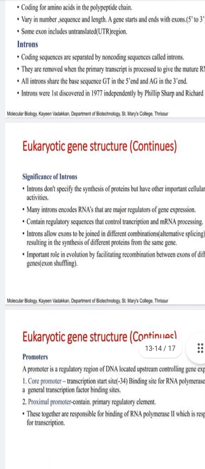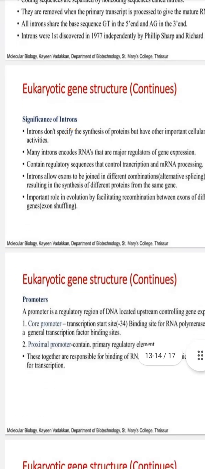So what is the role of these introns? They do not specify protein production but are important for cellular activities. They also encode RNAs at specific gene expression levels, and they have the capacity to control transcription and mRNA processing, and they also help with different combinational alternative splicing mechanisms. It is also an important role in evolution by facilitating recombination between exons.